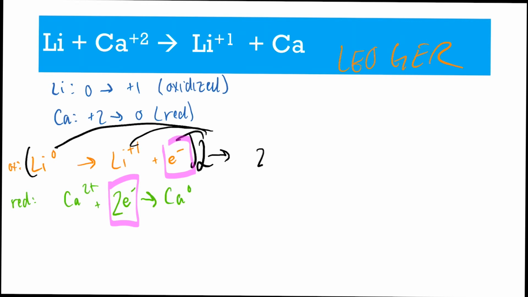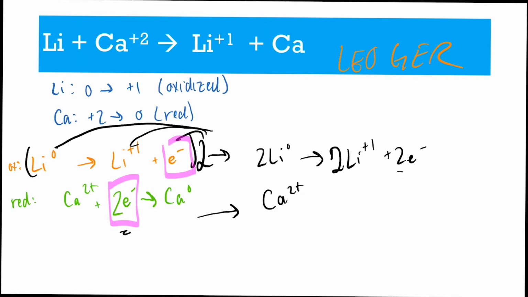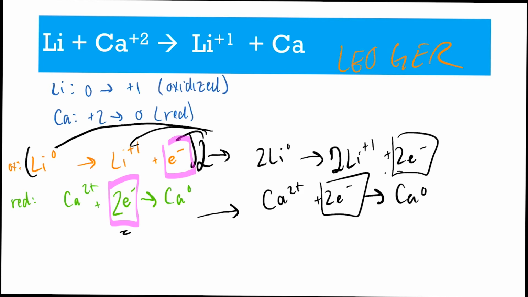So now you have 2Li0, and you have 2Li plus 1, and 2 electrons. Now this one you don't need to change at all because now we have matching electrons. So that's Ca2 plus 2 electrons, and Ca0. So our electrons are equal. We're happy. We can even get rid of them now.